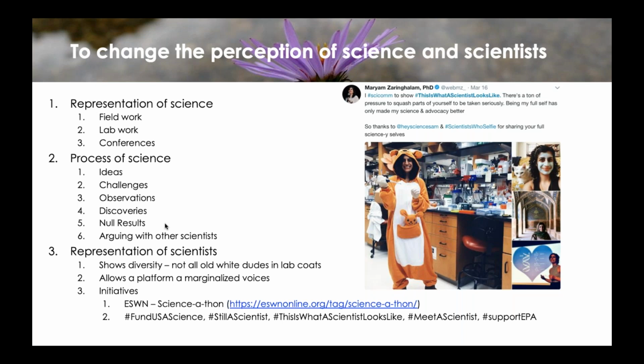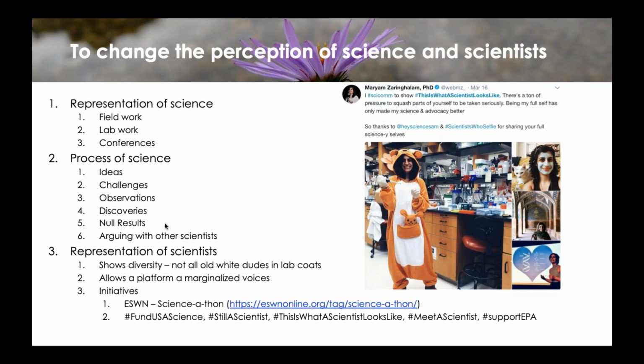It also lets us show people the process of science, the excitement and discovery parts of science. You know, it's not just hypothesis, experiment, conclusion. There's ideas and challenges. You have discoveries, you have arguments and collaborations, and it's really a very dynamic, nonlinear process. This allows us to have that transfer of enthusiasm directly to other people. We can show them why we love our science.